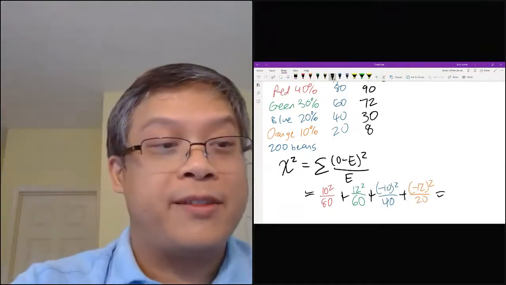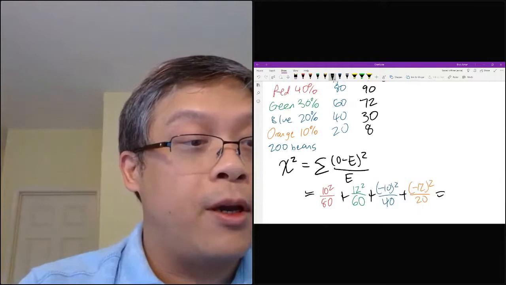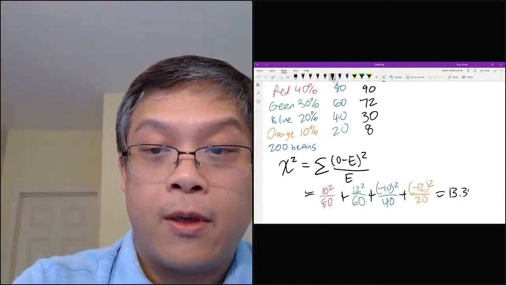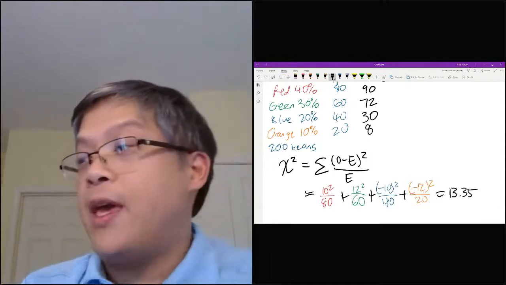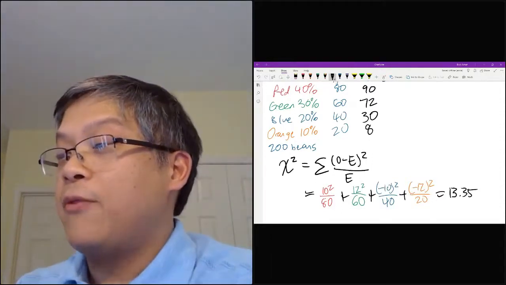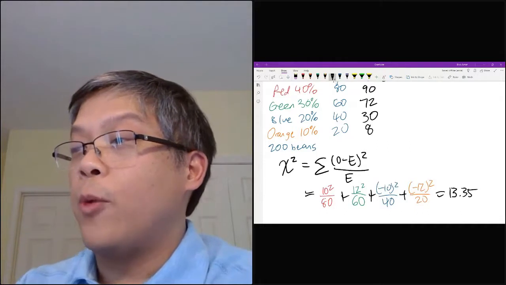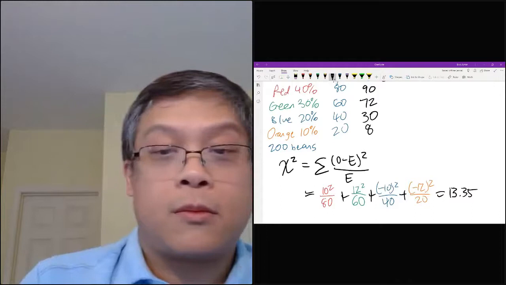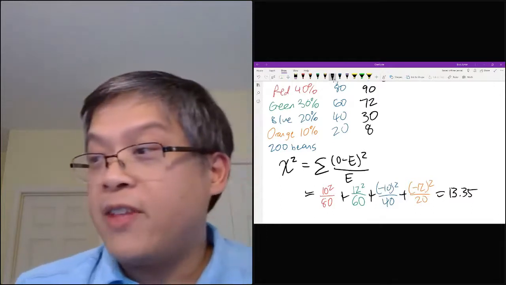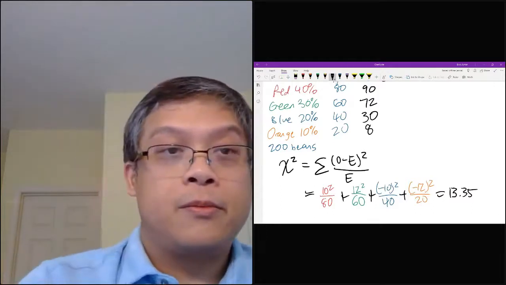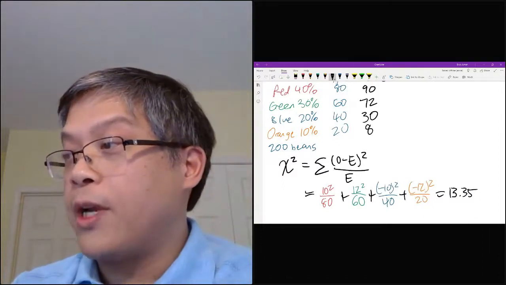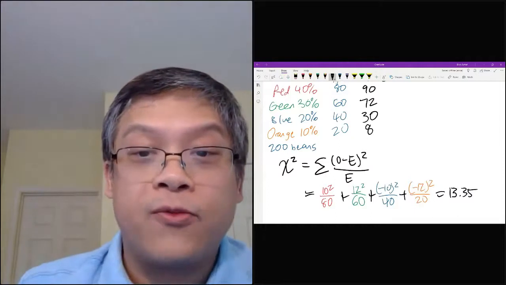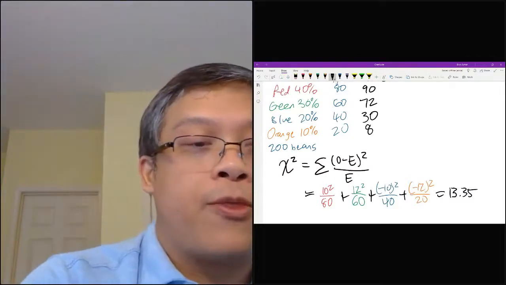And that chi-square test statistic is a whopping number. It's 13.35. Now, for a goodness of fit, the kind of test you're running, you remember that you need to figure out the degrees of freedom of this test. We've got all these different categories, right? So we have 4 possible categories, so you would run this test with 3 degrees of freedom.